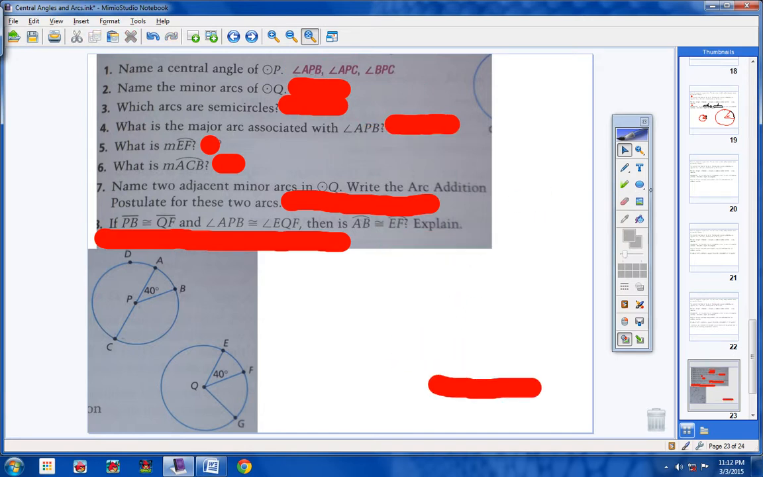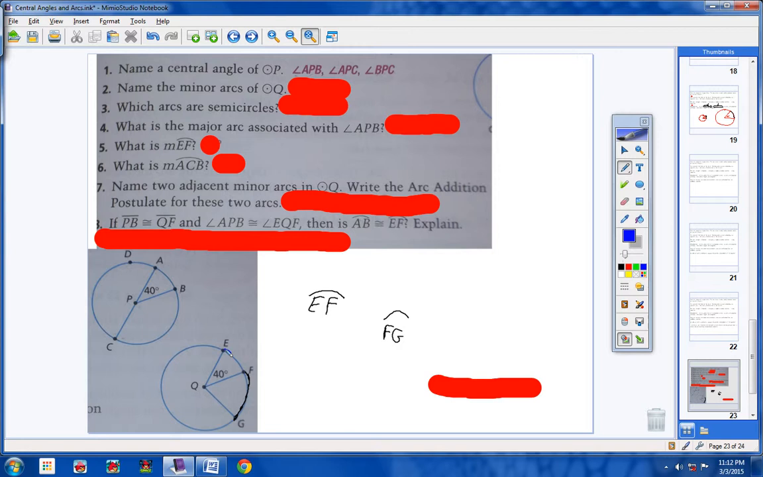Now, name the minor arcs of circle Q. So here's circle Q. Name the minor arcs, okay? Here they are. This is a minor arc, correct? Sure it is. So we have arc EF. Okay, here's a minor arc, FG. Okay, but there's a third one. I hope you didn't miss it.